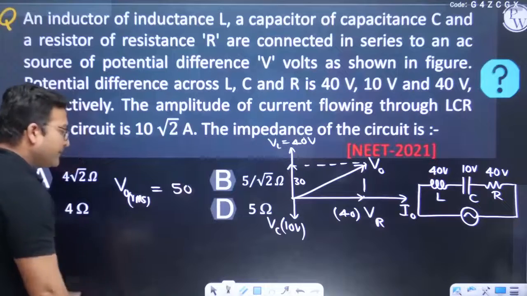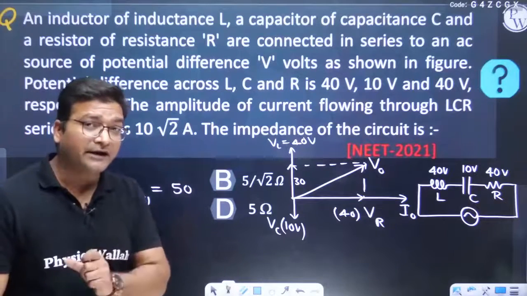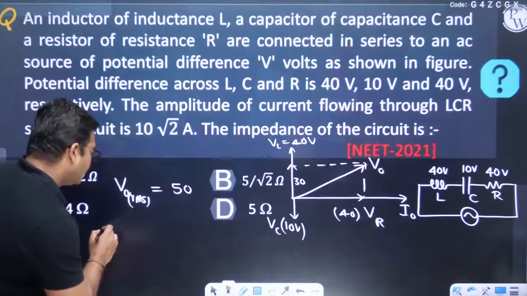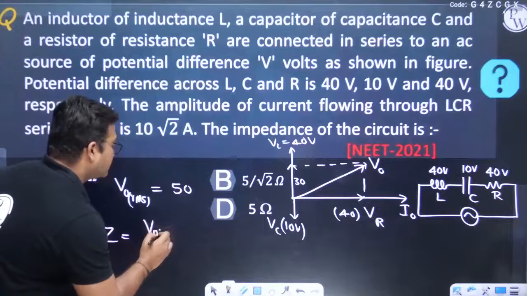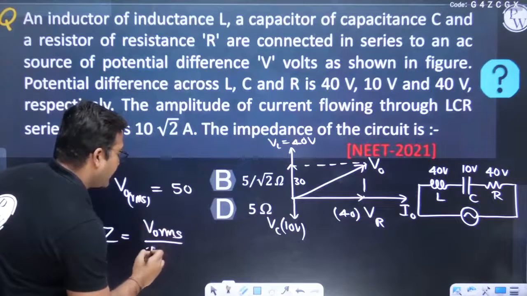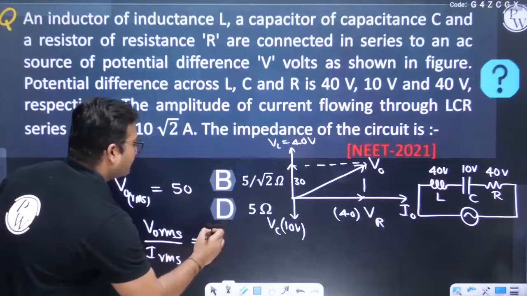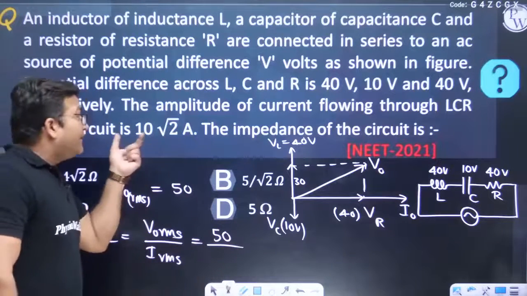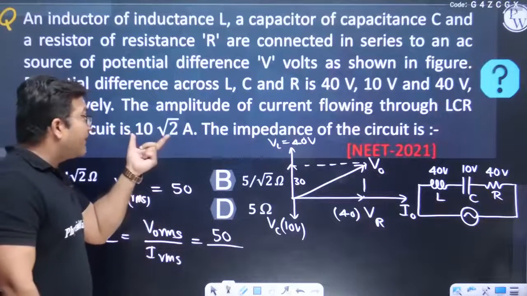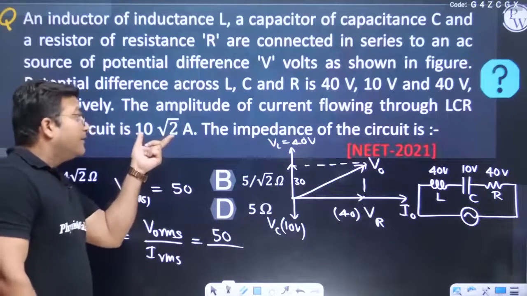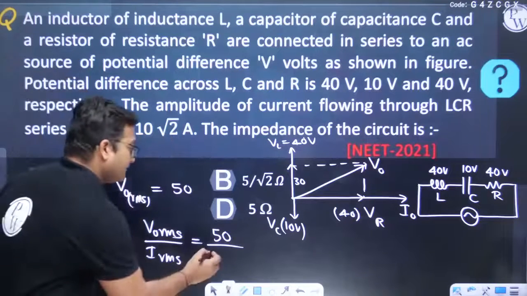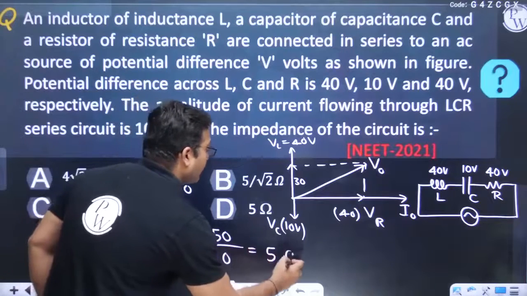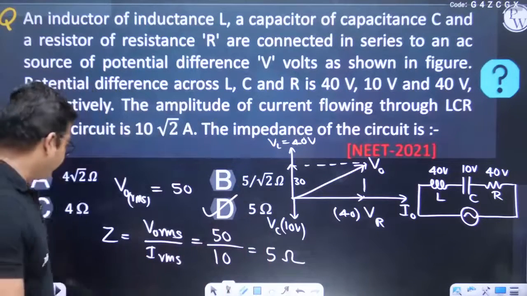And as you know, V naught by Z gives you current. So Z equals V naught by current. So Z equals V naught RMS divided by I RMS. V naught RMS is obviously 50, but for I RMS, we are given that the amplitude of current is 10 root 2. If the peak value is 10 root 2, the RMS current would be simply 1 by root 2 of this value, that is only 10. So we have our I RMS as 10, and the answer is simply 5 ohms. So D is your perfect choice.